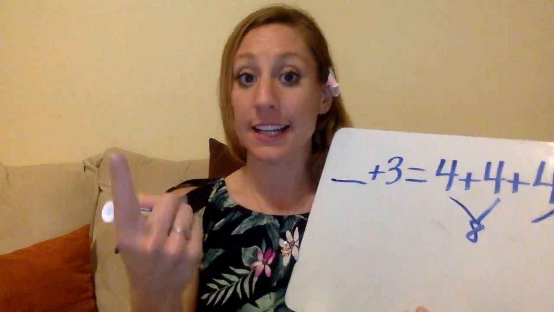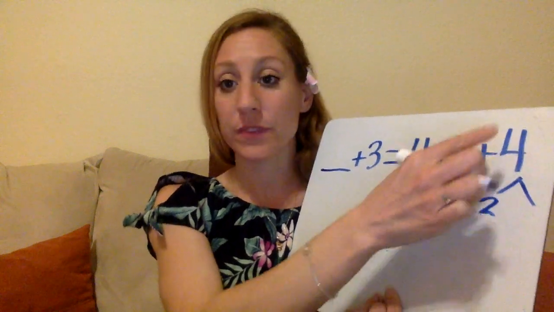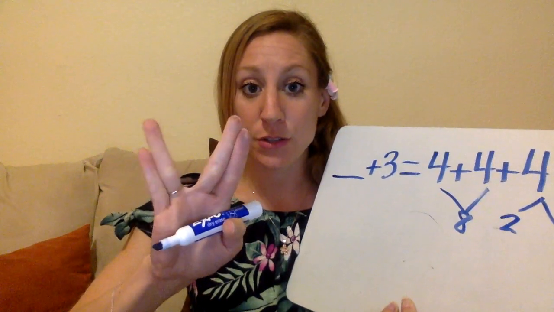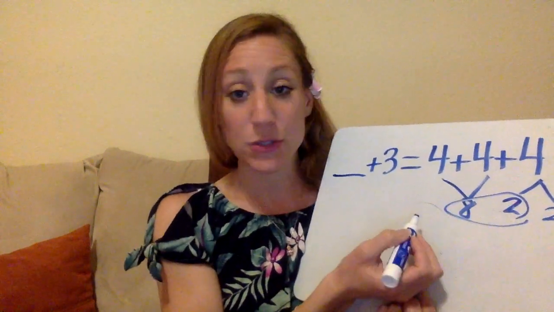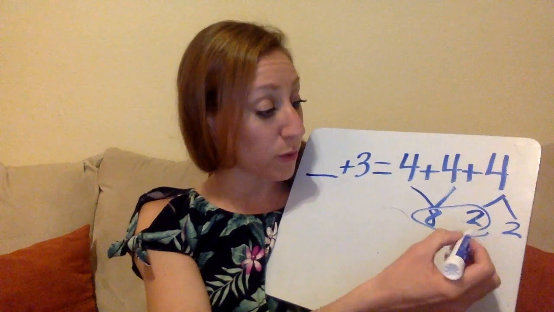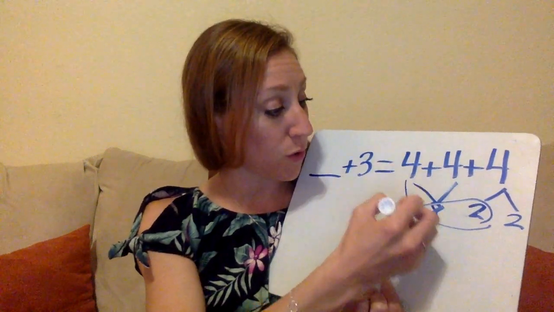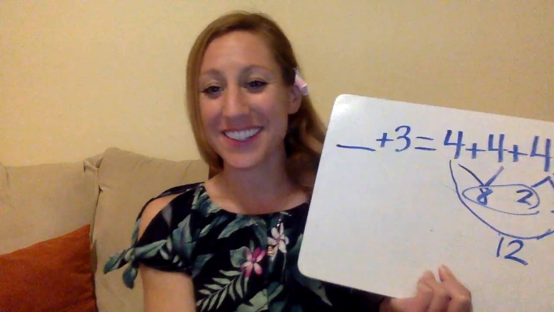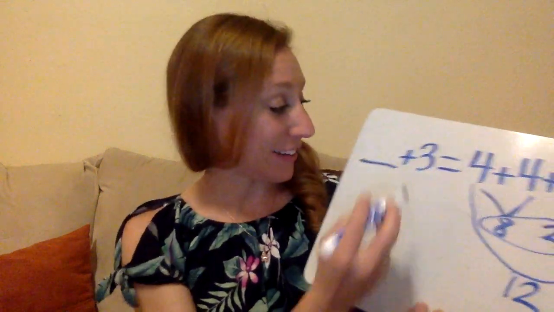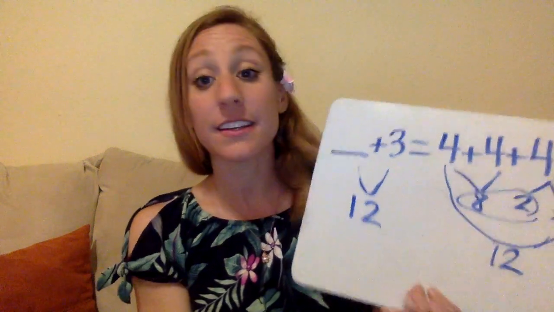I have 8. How many more do I need to make a 10? So 8, 9, 10. So I need 2. If I split 4 up into 2 and 2, there we go. So now I can make a 10 here. So 8 plus 2 is 10, and 2 more would be 12. So this whole side, I'm going to kind of go woo all the way around. This whole side is 12.